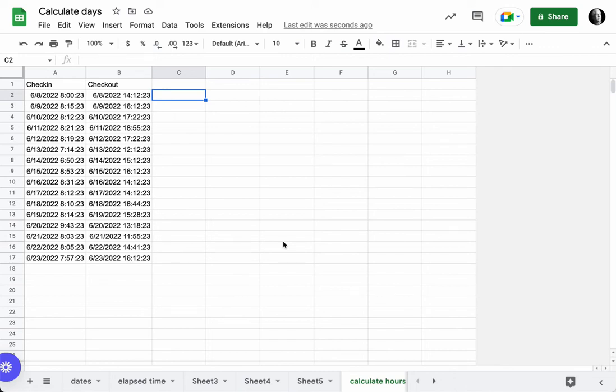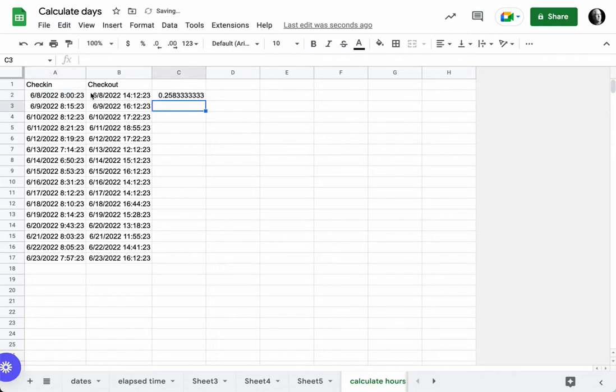Let's look at what happens if you try to calculate the amount of hours between two timestamps. Here's an example of some check-in and check-out data. And here's my checkout data on the same day, check-in, check-out. Let's see how we can calculate how much time that is. Well, first of all, we might try to do B2 minus A2.